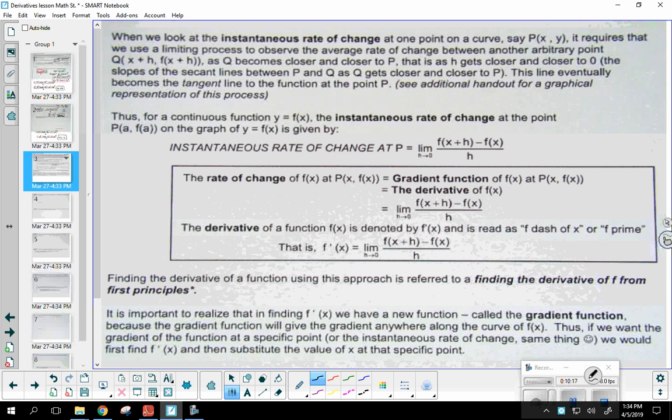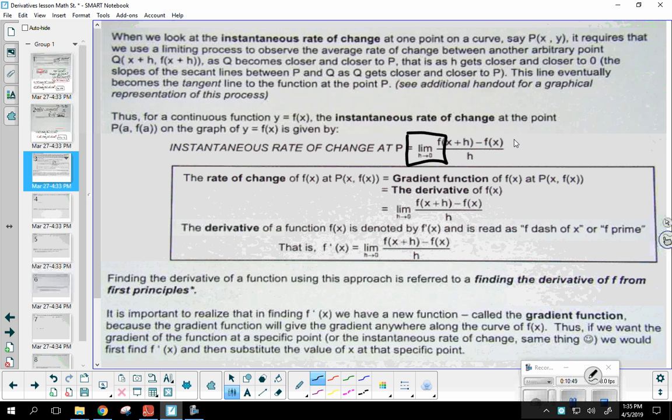When we look at the instantaneous rate of change at one point on a curve, say P, it requires that we use a limiting process to observe the average rate of change between another arbitrary point Q, where we have a distance created from it using h, as Q becomes closer and closer to P, that is, as h gets closer and closer to 0. Okay, so all we're doing now, we're still taking the formula, we're applying the function to it, but here is the new portion. We're going to take the limit as h goes to 0.